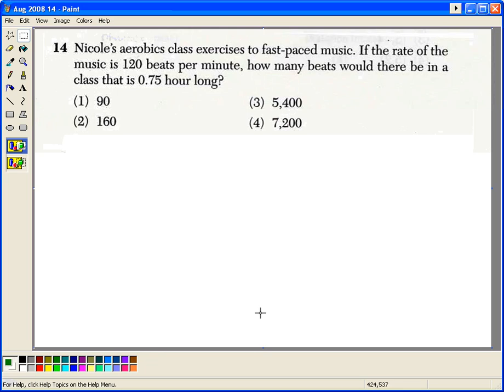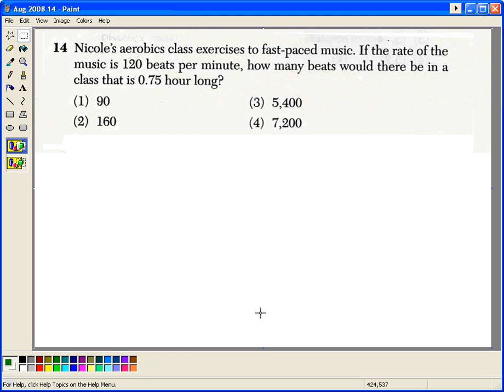August 2008, problem number 14. Nicole's aerobics class exercises to fast-paced music. If the rate of the music is 120 beats per minute, how many beats would there be in a class that is 0.75 hour long?